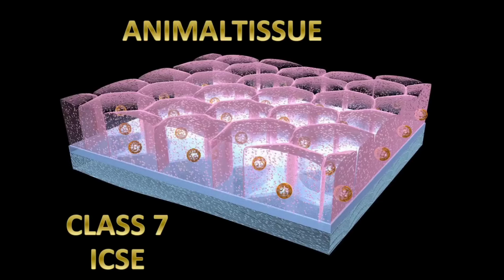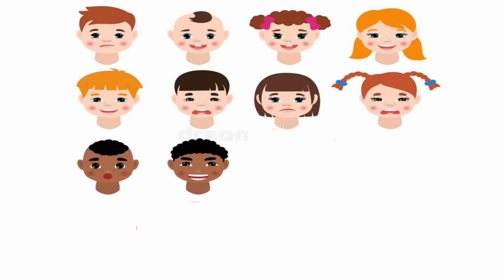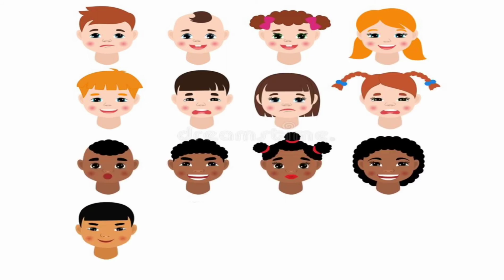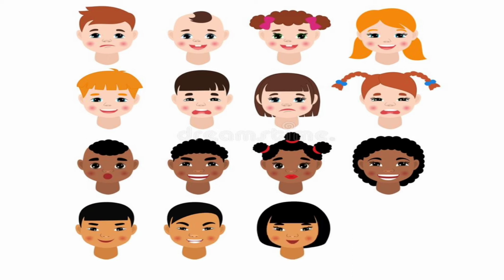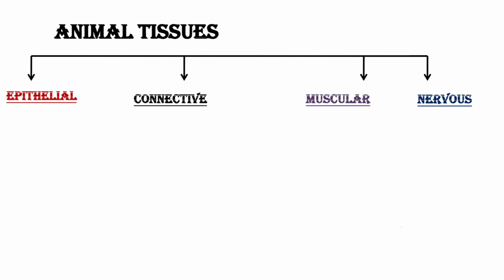Hello students, we're going to start with a new topic, animal tissues, and here we'll be learning about the epithelial tissue. We all humans look different, maybe because of the complexion or the kind of skin we have. We are complex, isn't it? Although we humans are very complex creatures, we are made up of only four different types of tissues: epithelial tissue, connective tissue, muscular tissue, and nervous tissue.